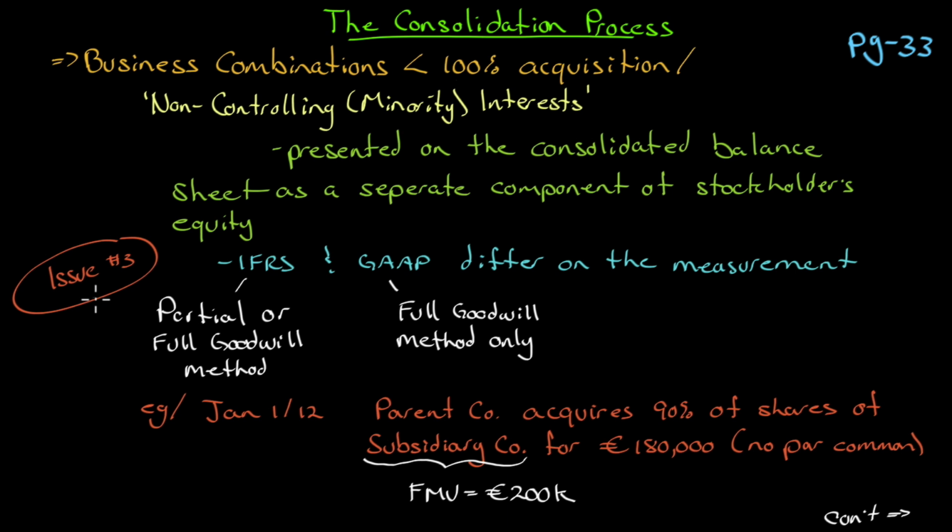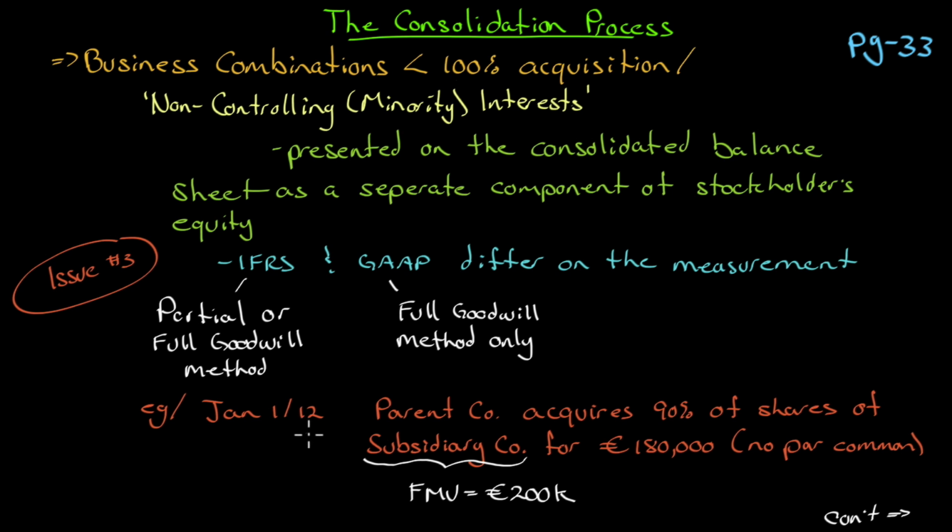You'll recall that IFRS and GAAP differ on the measurement of goodwill. IFRS will allow partial or full goodwill, whereas GAAP only allows full goodwill. So there is a difference in the amount of non-controlling interest, the amount that's recorded on the balance sheet, depending on the type of goodwill recognition that you're using, or the goodwill measurement that you're using. So, rather than talk about it, let's just look at an example.